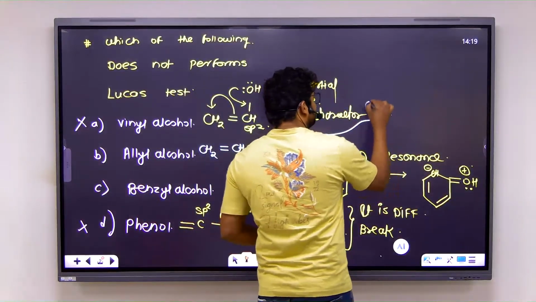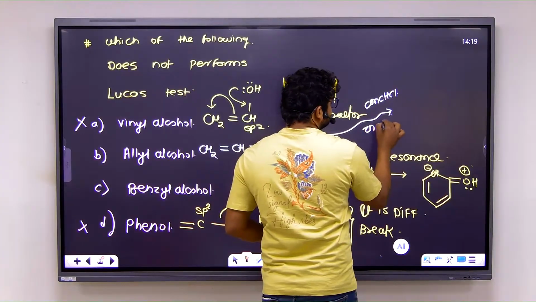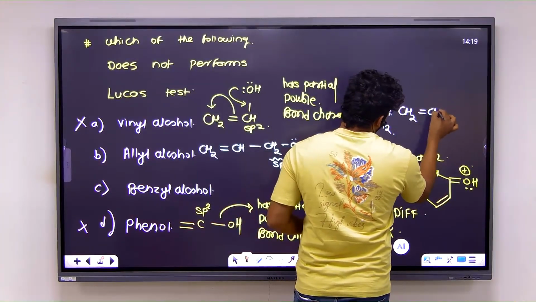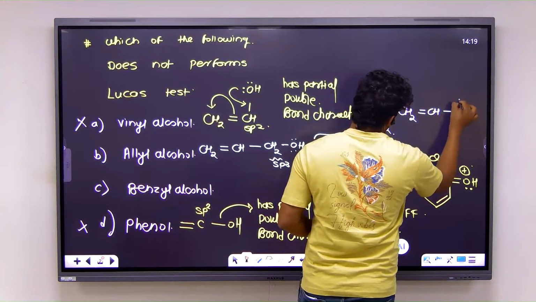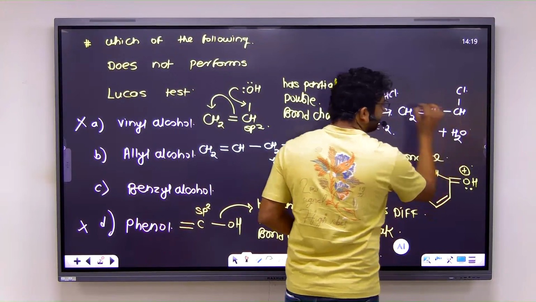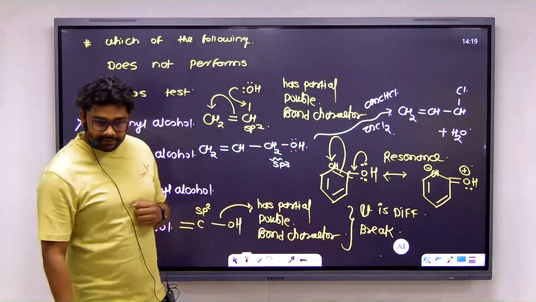So when you do the reaction of concentrated HCl and anhydrous ZnCl2, you are happy to have this compound. That is what? Just replace your OH by what? Cl, and your OH and H will make what? H2.